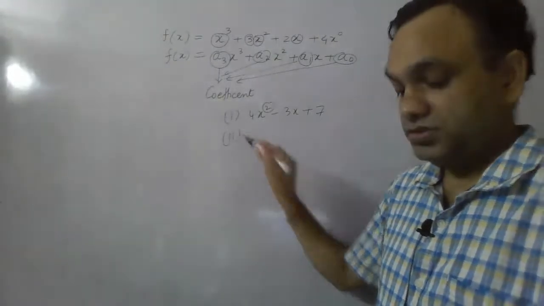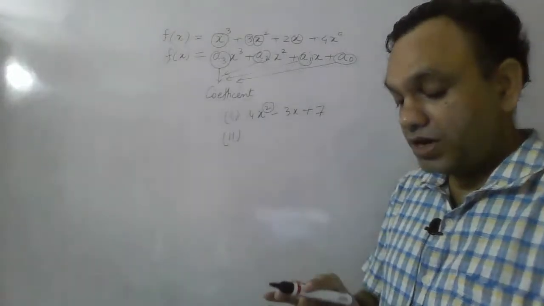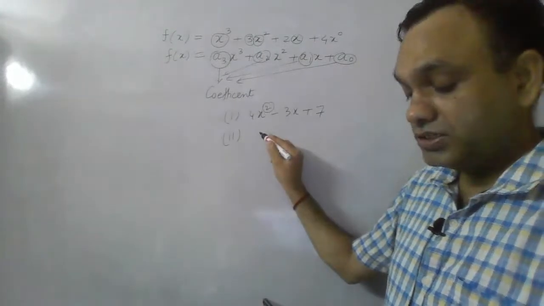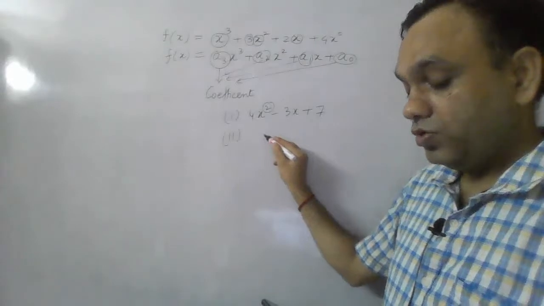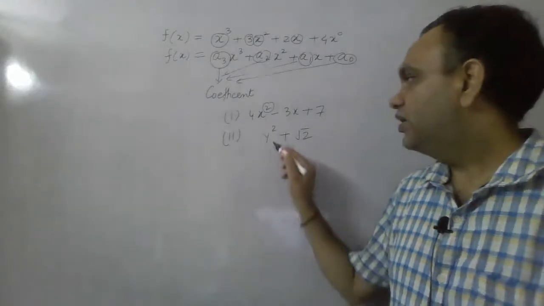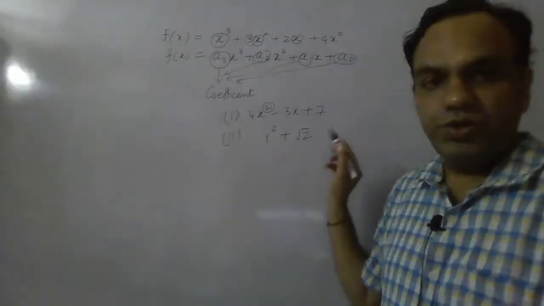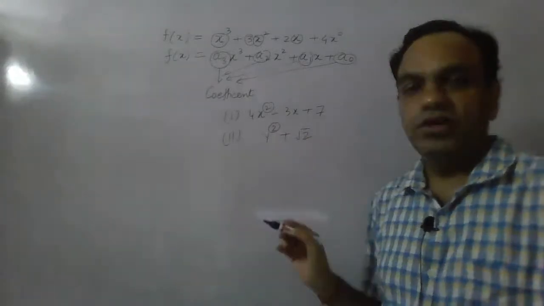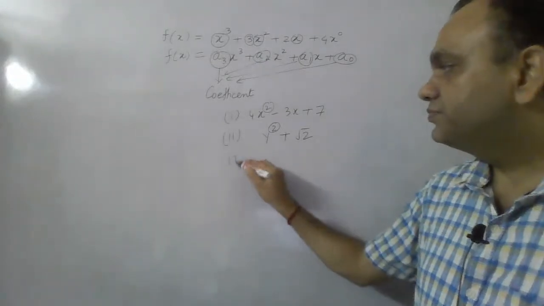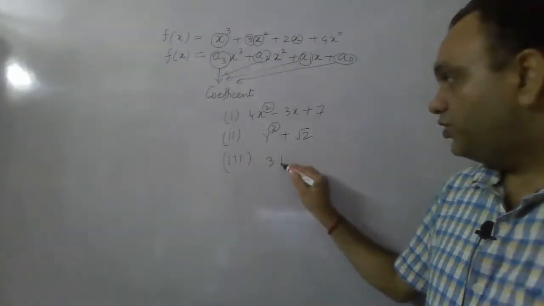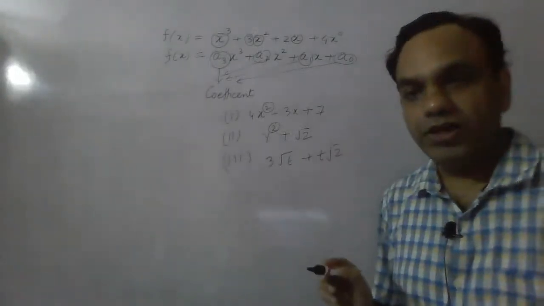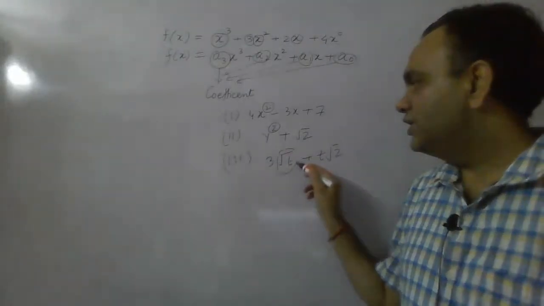Second, if we take the example, let's say it is given y square plus root 2. So no issues here. Here it is y power 2, here y raised to 0. Again they are integers, so it is a polynomial. But if you look at the third one, 3 root t plus t root 2, it is not a polynomial because the power of t is a fraction.